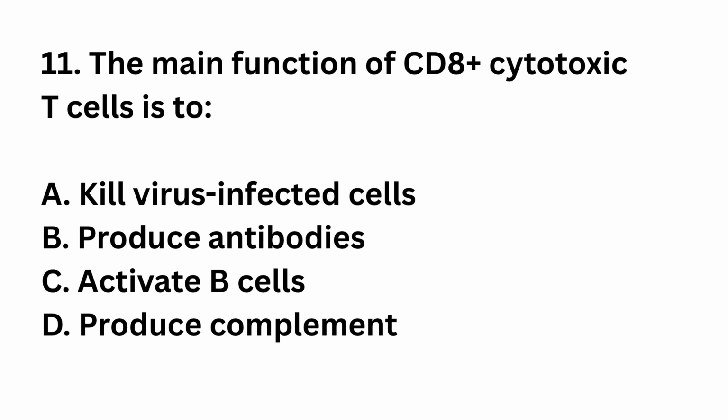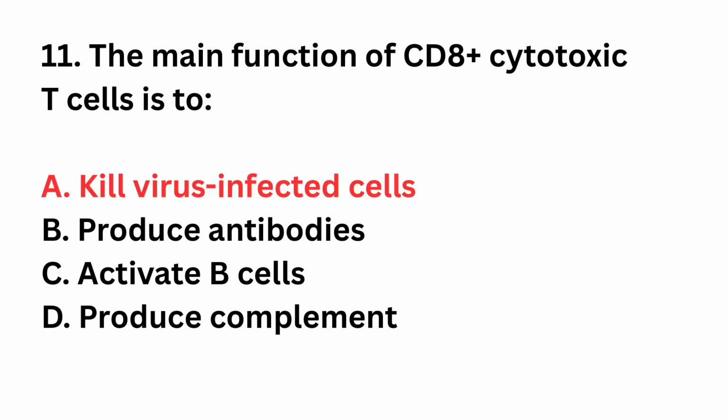Question number 11. The main function of CD8 plus cytotoxic T cells is to kill virus-infected cells, produce antibodies, activate B cells, produce complement. The right answer is option A, kill virus-infected cells. These T cells induce apoptosis in infected cells. They use perforin and granzymes to destroy targets.